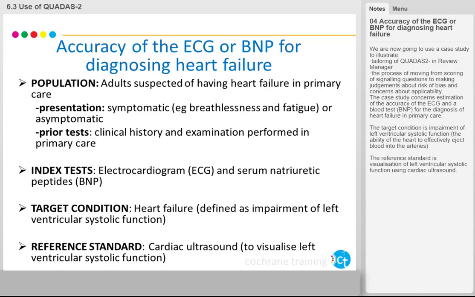We're now going to use a case study to illustrate tailoring of QUADAS-2 in Review Manager and the process of moving from scoring of signalling questions to making judgments about risk of bias and concerns about applicability. The case study concerns estimation of the accuracy of the ECG and a blood test, brain natriuretic peptide or BNP, for the diagnosis of heart failure in primary care. The target condition is impairment of left ventricular systolic function. This is the ability of the heart to eject blood into the arteries. And the reference standard is visualization of left ventricular systolic function using cardiac ultrasound.